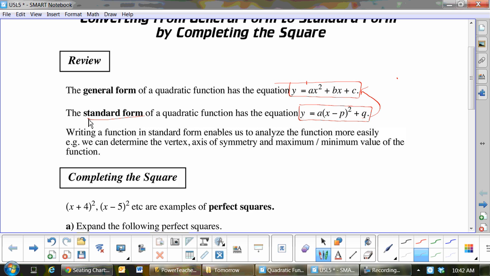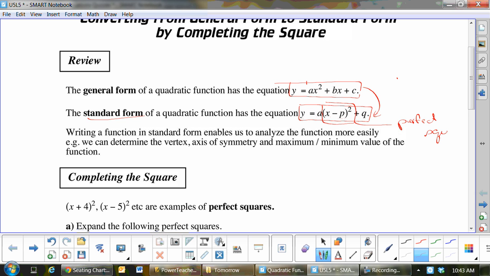The lesson today is we're going to be going from here to here. So we're going to learn how to complete the square. Now, why are we completing the square? Why do we need a perfect square? Do you see that in here is a perfect square? Okay, this is a perfect square.